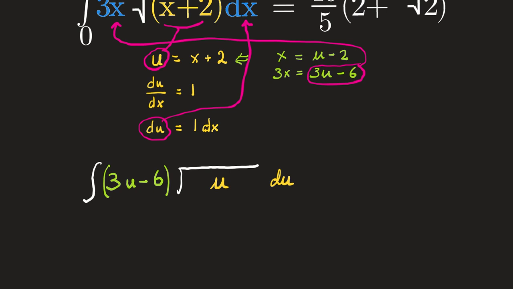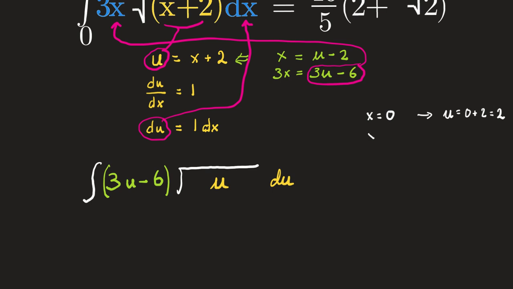Okay, I can work with that, but I'm worried about my limits here, because I've got 0 to 2, and that was fine when I was integrating it in terms of x. I had 3x, x here and x here, but now I've changed my x to be u, and my u is x plus 2. So in that case, I'll have to change the lower limit. When x is equal to 0, I will have to change it to u, which is 0 plus 2. So it'll be now 2.